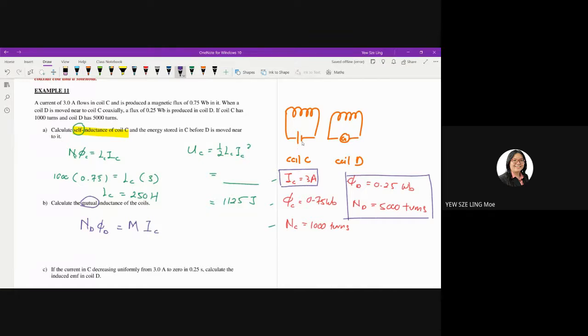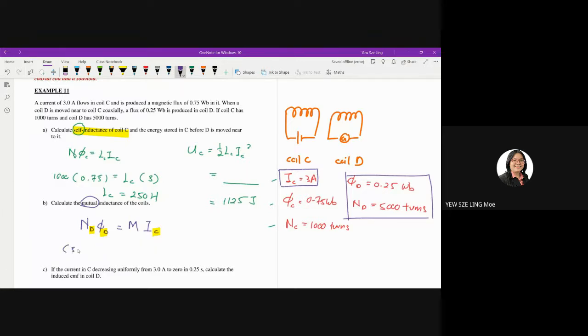You look at the I. If I is in the first coil, then all the other information you use from the neighboring coil. If I is in coil D, then you use flux and N from coil C. Okay, so you look at the I. This is I_C, the rest is D, but this one is C. So plug in the values.